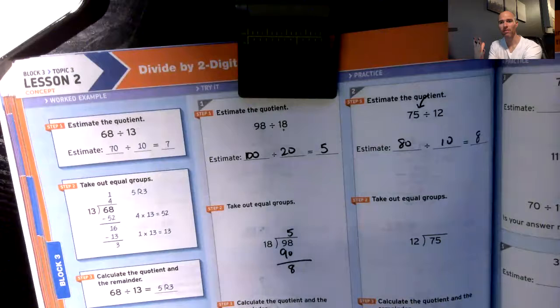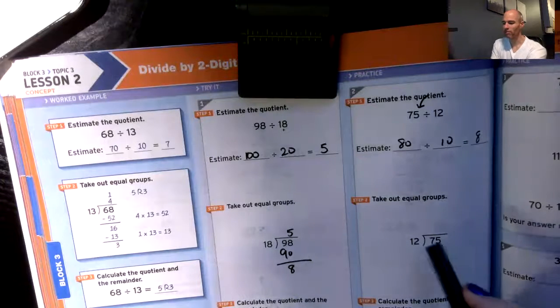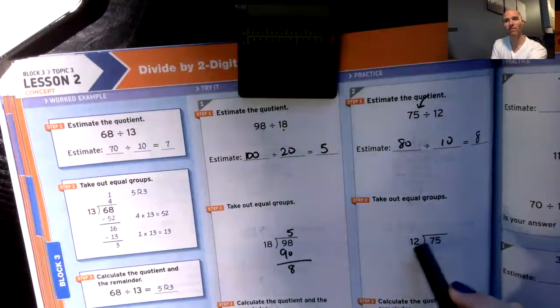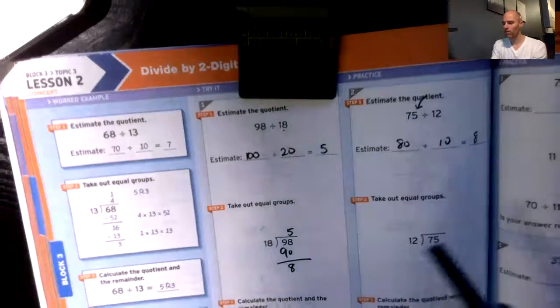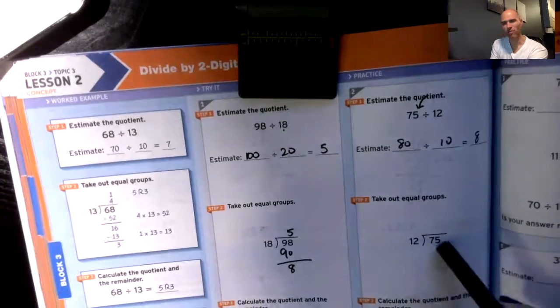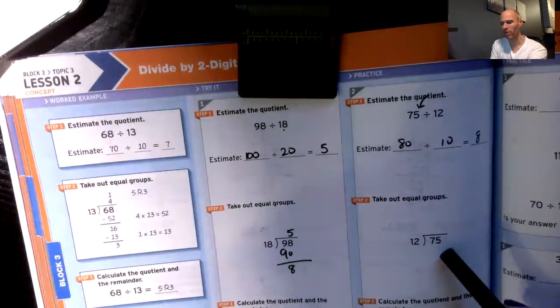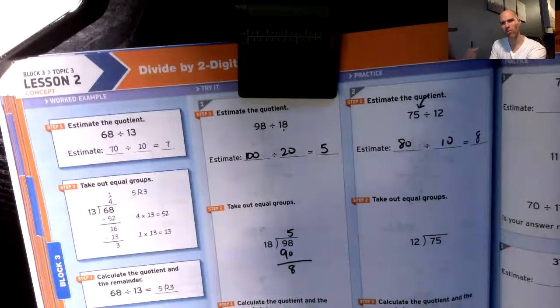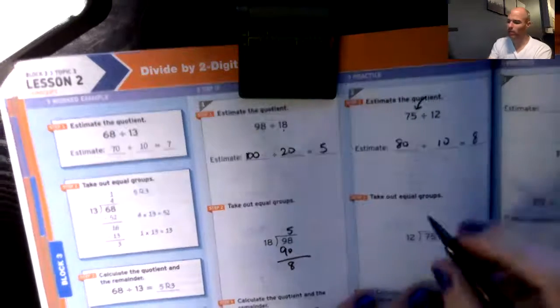I'm thinking 5. So we know that 10 5s is 50. 2 more 5s gets us 60. So is 5 what we want to put here? If 5 12s makes 60, is that a good answer for here when we're trying to get into 75? Probably not, because I think we can fit one more, right? From 60, if we add another 12, we would get to 72. And so I think we want a 6 here.